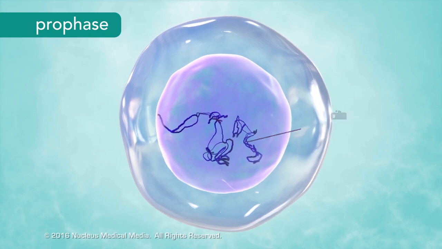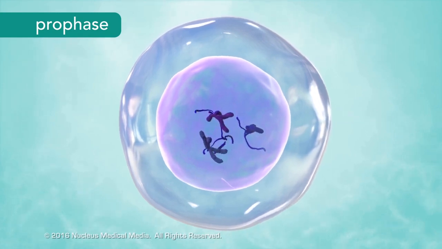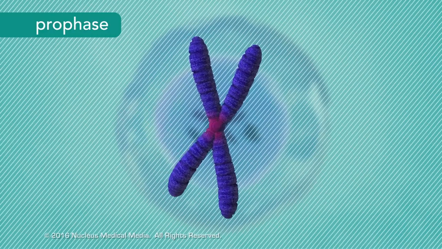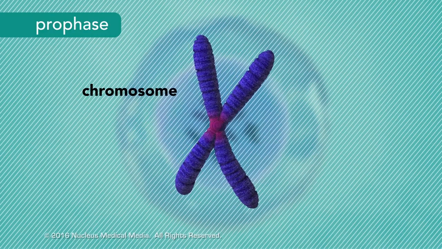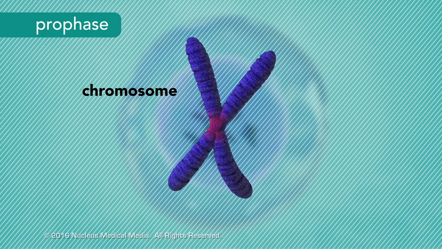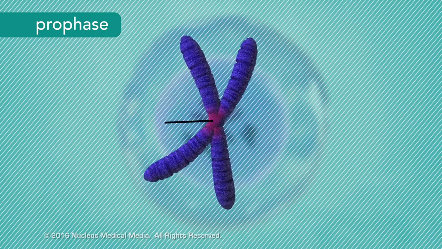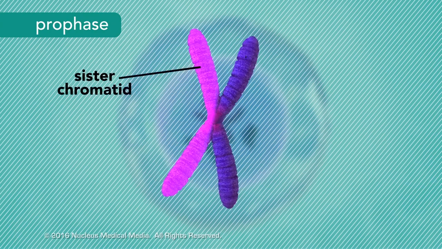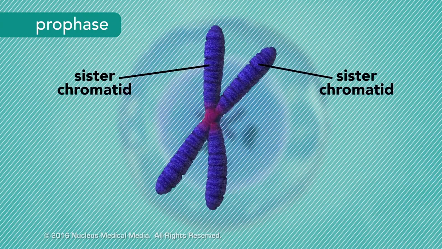The previously replicated DNA coils tightly into sister chromatids. For the first time, you see individual chromosomes. In the center of each chromosome, a centromere attaches the sister chromatids together.